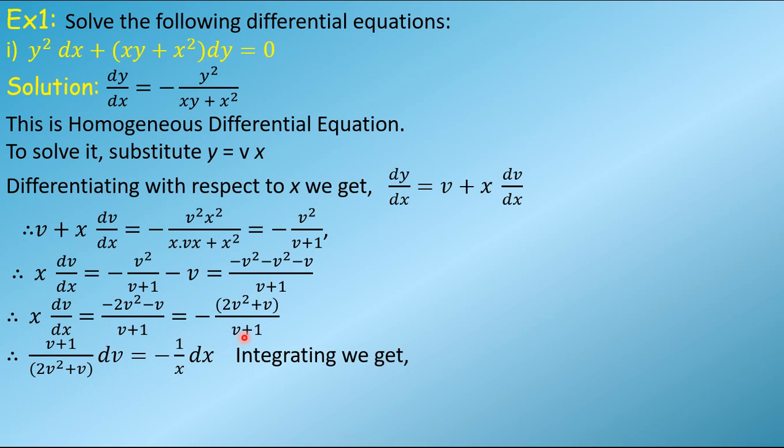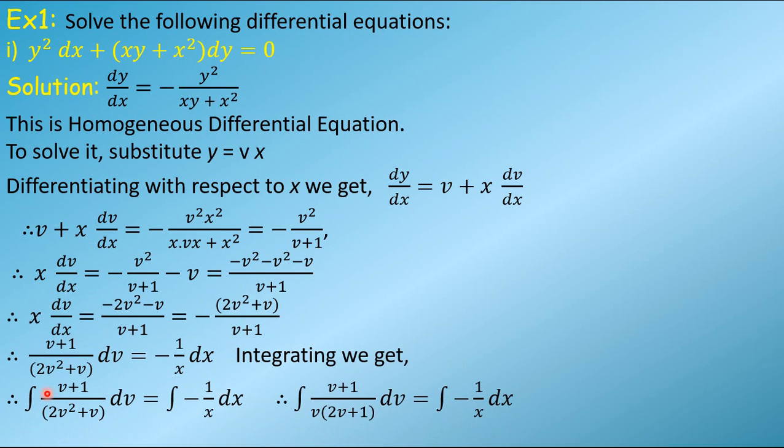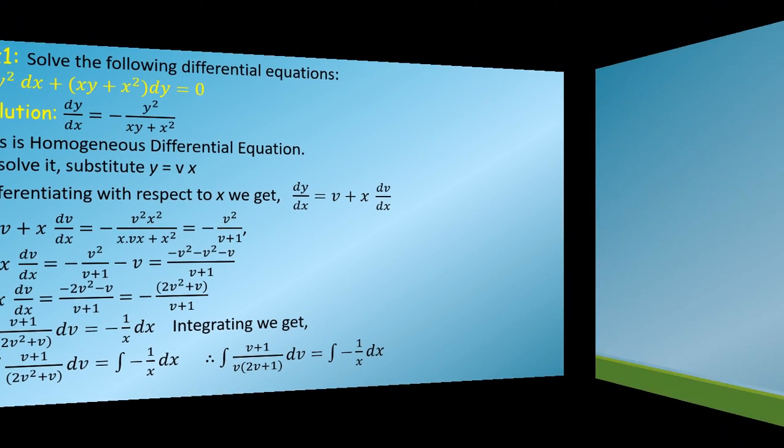Then variable separable, this term goes to the numerator, this to the denominator, x comes to this side, minus sign remains as it is, integrating on both sides. So we came to this stage. Now here I took v common and it will be like this form. So we came to this stage again.